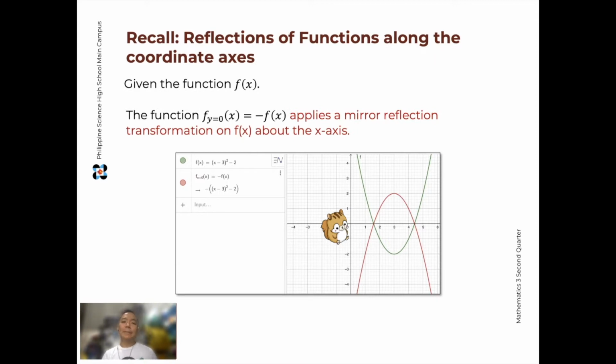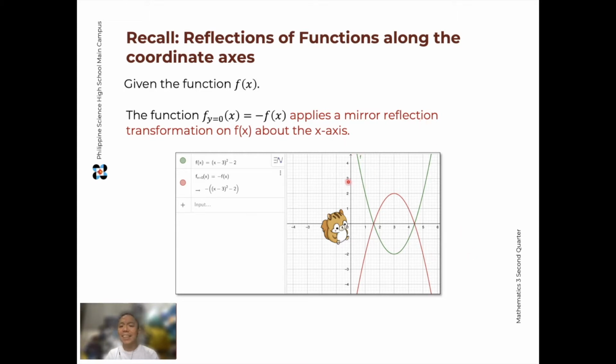So here, balikan naman natin yung pag-reflect ng functions along the x and the y axes. Start tayo with the x-axis. So given our original function f of x, if we construct a new function, this time, tatawagin natin f sub y equals 0. Recall, y equals 0 is the x-axis. Na equal siya sa negation lang ng original function natin. Effectively, this applies a mirror reflection transformation dun sa original function about the x-axis.